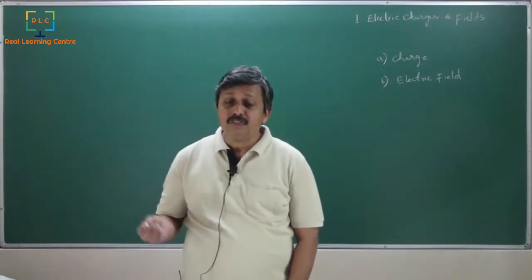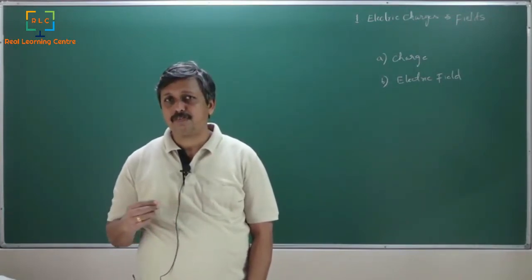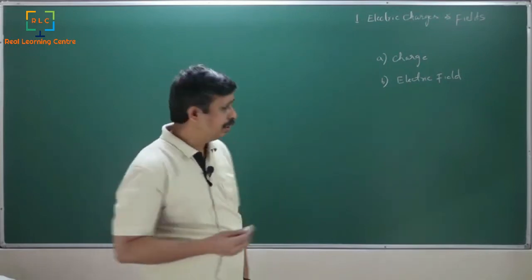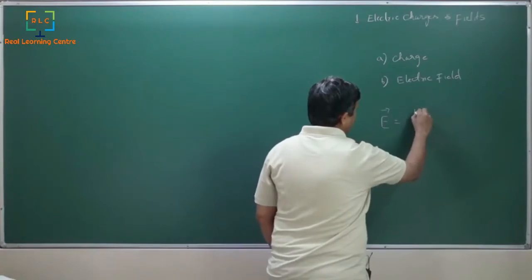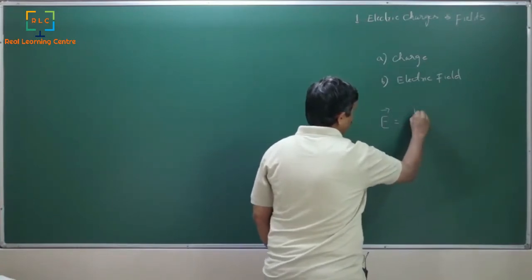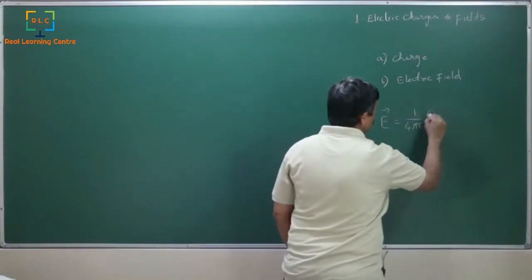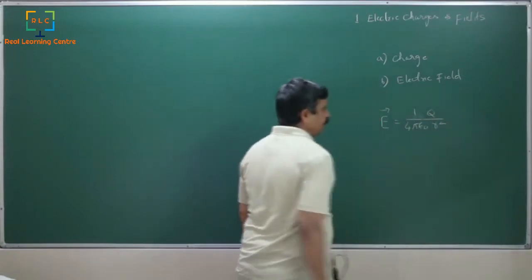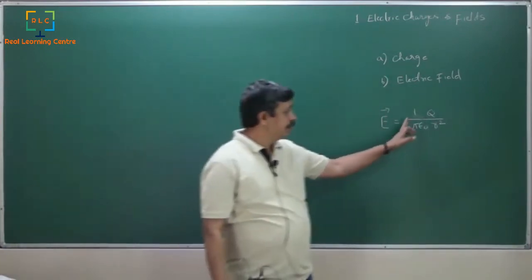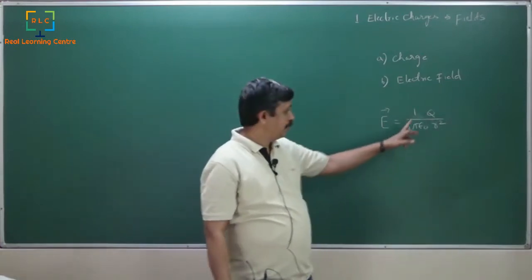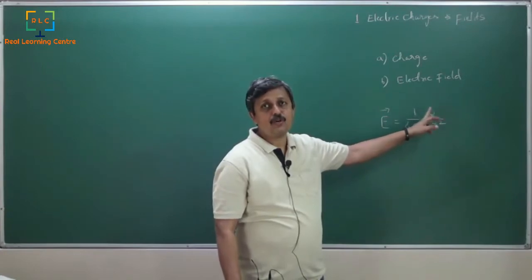Now, when we write a definition of electric field, we wrote electric field is simply equal to K into Q, or 1 by 4 pi epsilon naught, that is the K, into Q divided by R square. So it has everything like the force, Coulomb's law, but only one Q, that is the Q which is causing the electric field, the source Q.